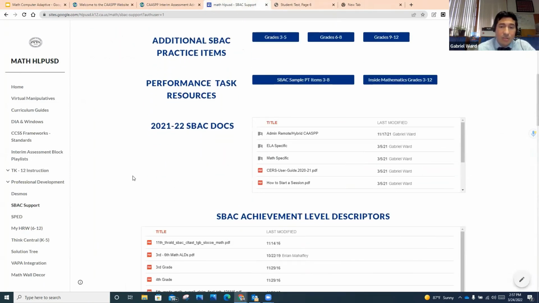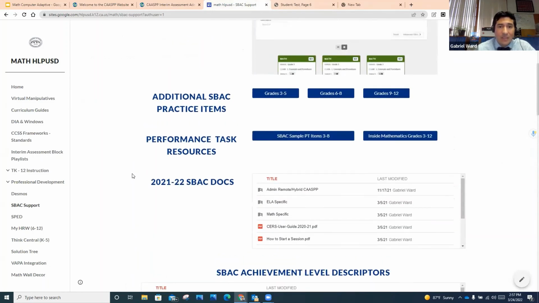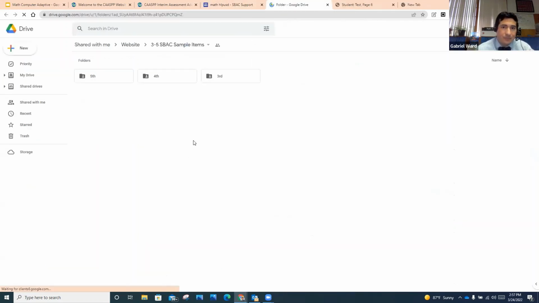I also want to make sure you understand that you have some additional practice items. Those are the ones I alluded to earlier and where we took other released items. So this isn't on the CASP website. Go ahead and open this up. We looked at third, we looked at fourth, let's say I went to fifth.